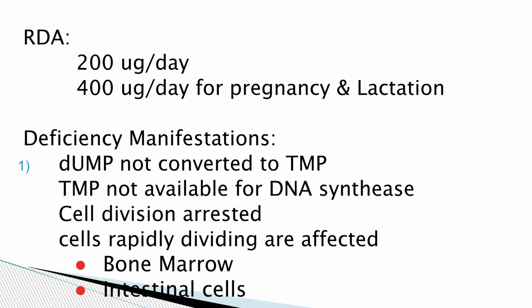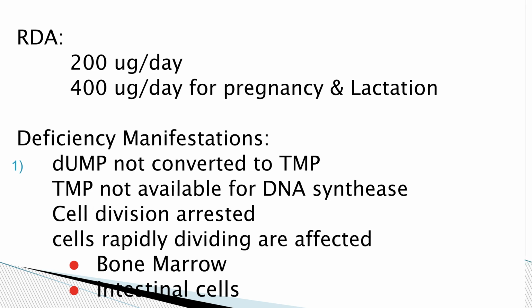The recommended daily allowance, or RDA, is 200 micrograms per day, increasing to 400 micrograms per day for pregnancy and lactation. Deficiency manifests when dUMP is not converted to TMP, making TMP unavailable for DNA polymerase. This arrests cell division, affecting rapidly dividing cells like those in the bone marrow and intestinal cells.